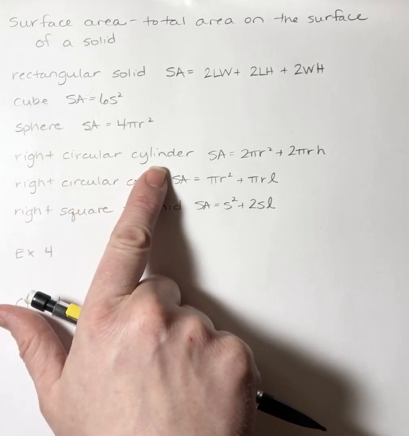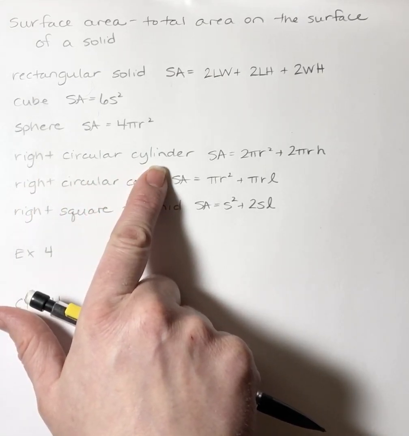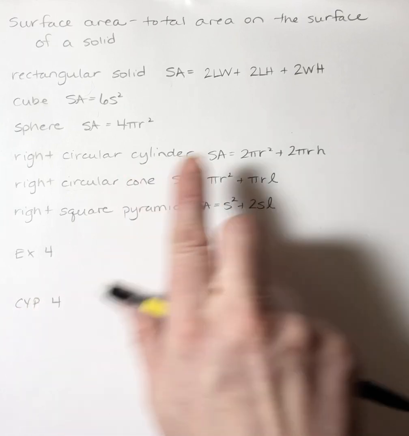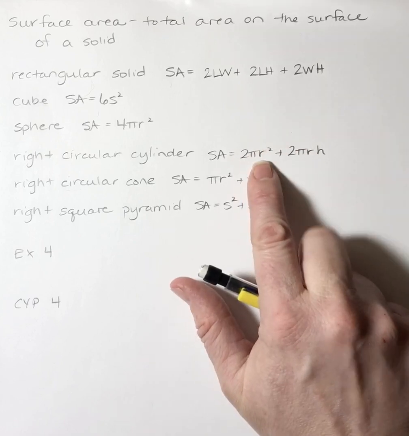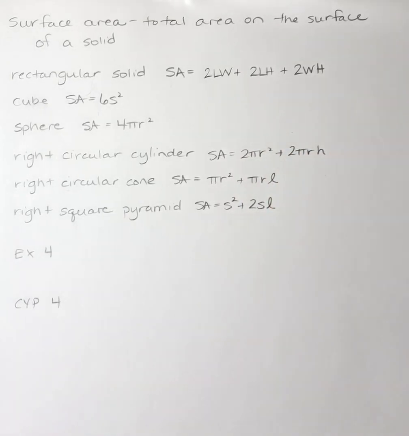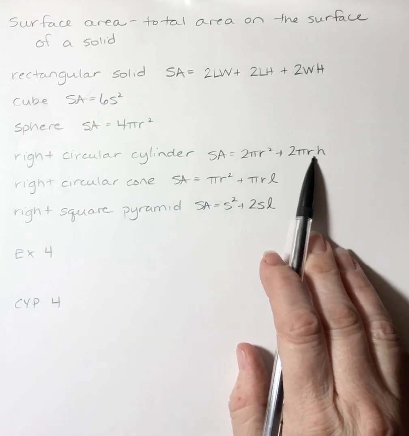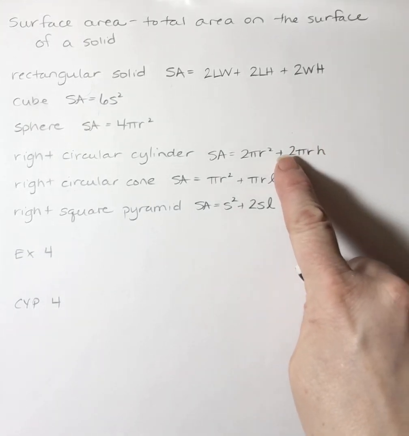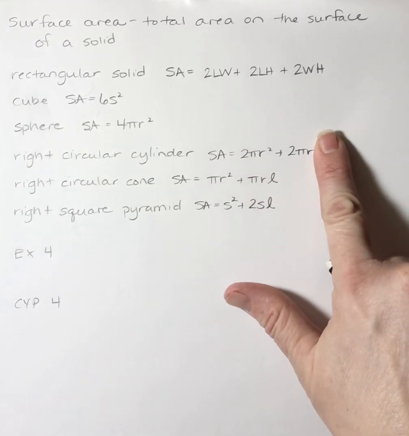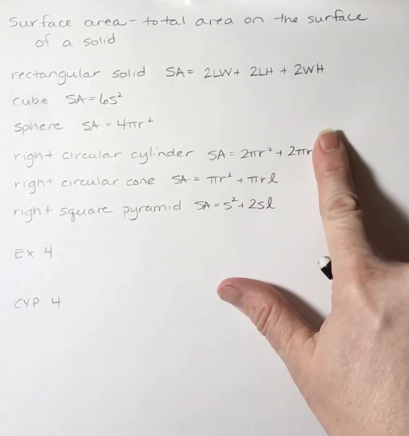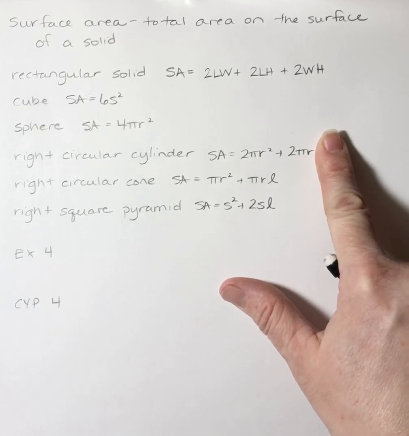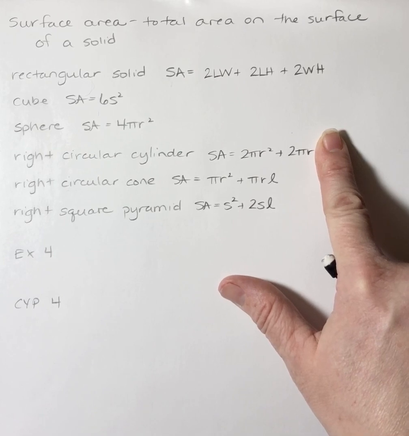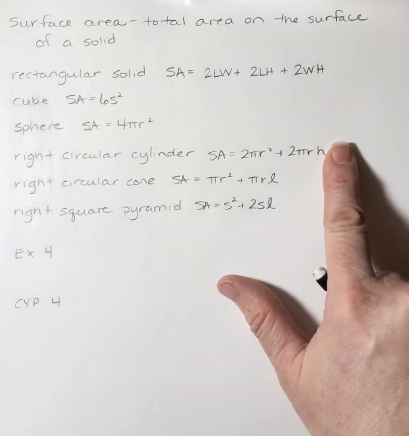A right circular cylinder. These are your soup cans. You have the area of the top and bottom. So the top and bottom are circles. So you have 2 circles. Then you have the label, okay? The area of the label is a rectangle, okay? But the length of that rectangle is the same as the circumference of the bottom of the soup can, okay? So that 2 pi r, that's where that's coming from. And then times the height.